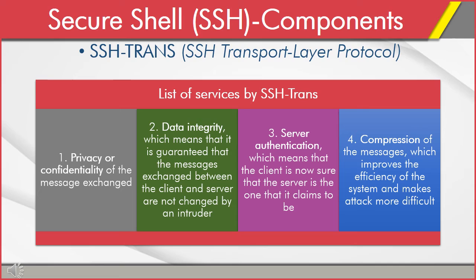The list of services provided by the SSH transport layer protocol is discussed here. The first one is privacy or confidentiality of the message exchanged. Second is data integrity, which guarantees that the messages exchanged between the client and server are not changed by an intruder. Third one is authentication, that means the client is now sure that the server is the one it claims to be. Compression of the message is the fourth point here, which improves the efficiency of the system and makes attacks more difficult.